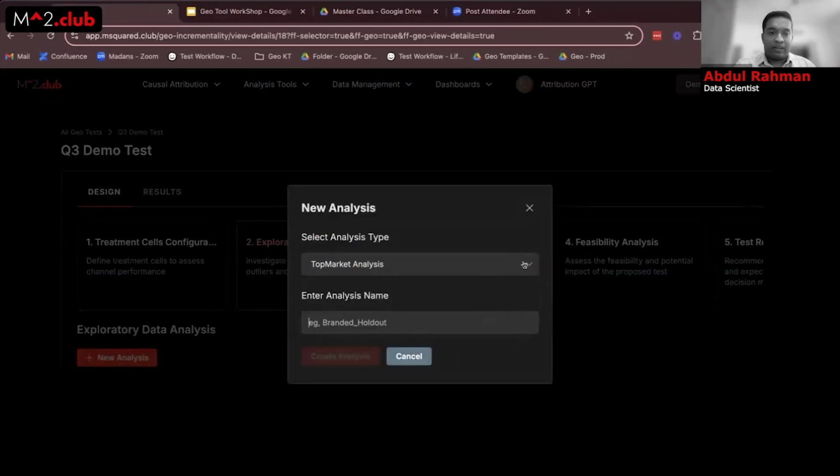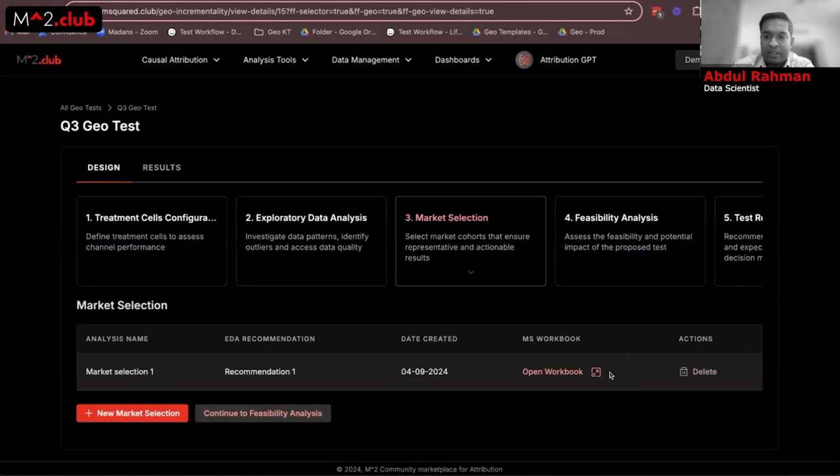In the EDA, the exploratory data analysis, we are trying to find out patterns and outliers in the data that we have, specifically the sales data. Once the markets are selected, we had 2 treatments, and we selected 2 sets of markets for each treatment, right? So now we need to do a feasibility.